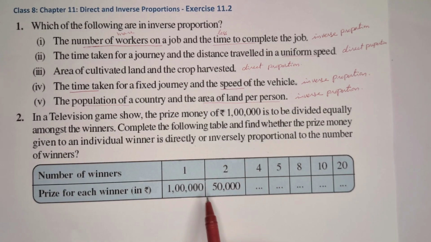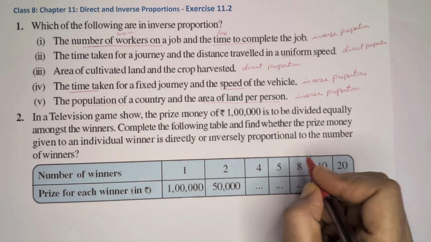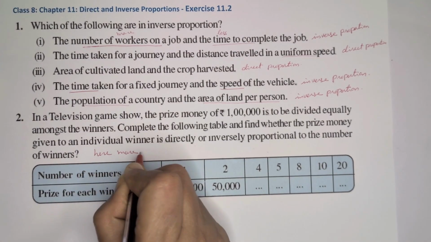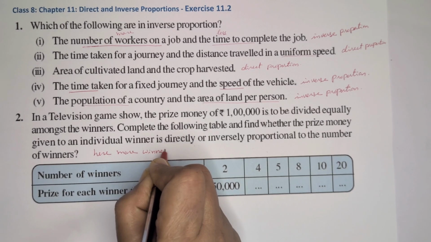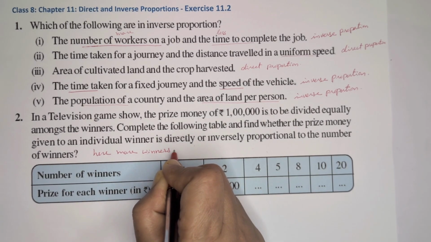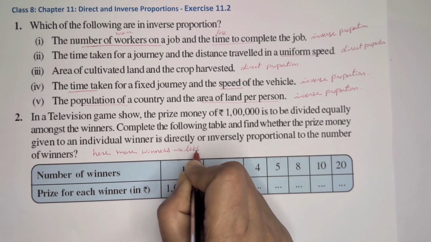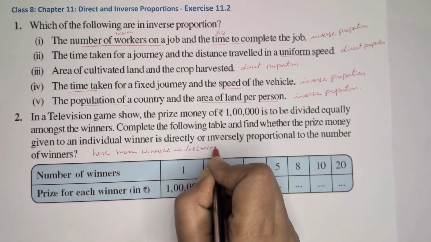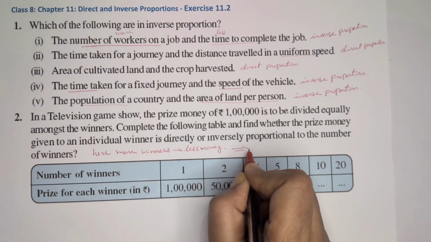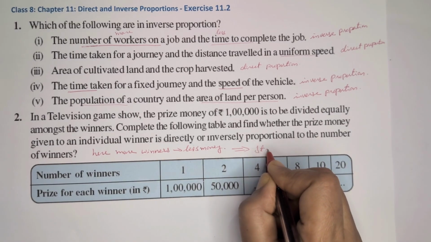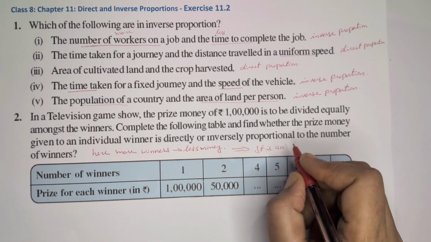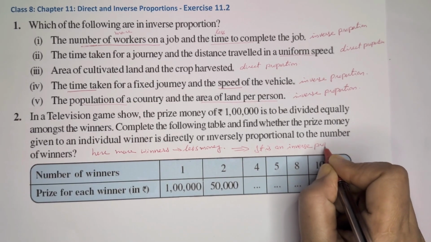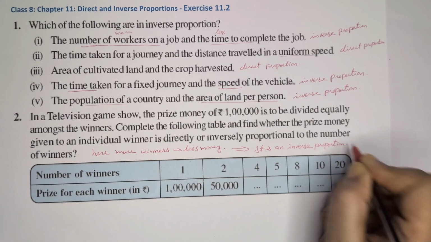More winners, less amount. So we can write here: more winners, then less money or amount they are getting, which means it is an inverse proportion.